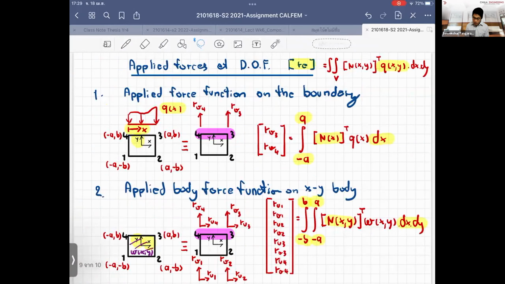The only problem is you have the body weight. The body weight is different, right? So you have to look at this.